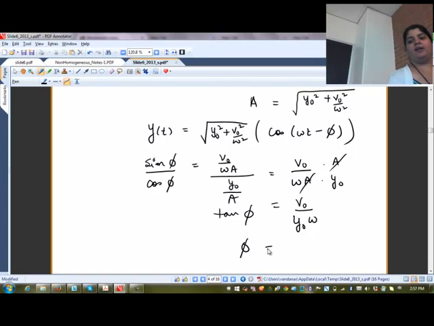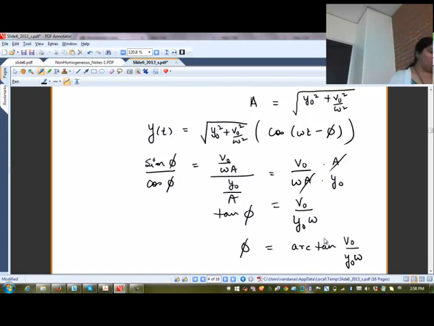So phi is arctan of, and as you can see now, what is v naught over omega? Your C2 constant which you computed. y naught was your C1 constant which you computed in the homogeneous problem. So this is basically initial velocity over omega times y naught. That will give you the angle, the phase, by which with time this graph of cosine will shift.